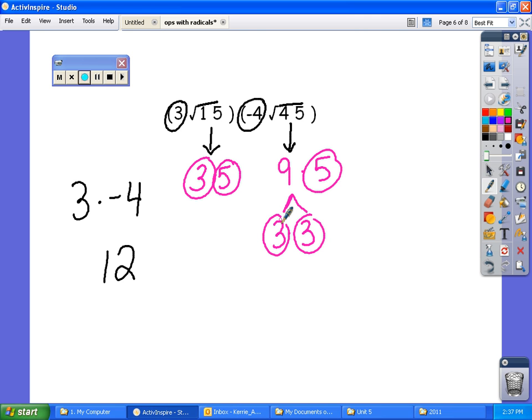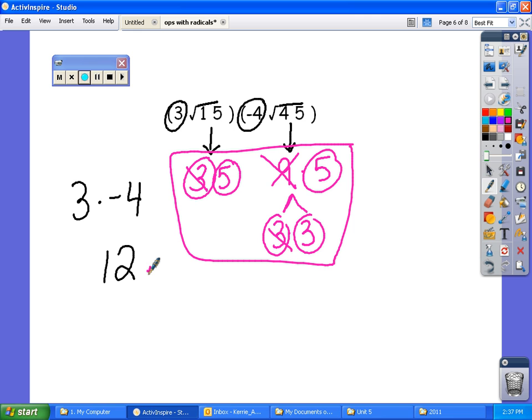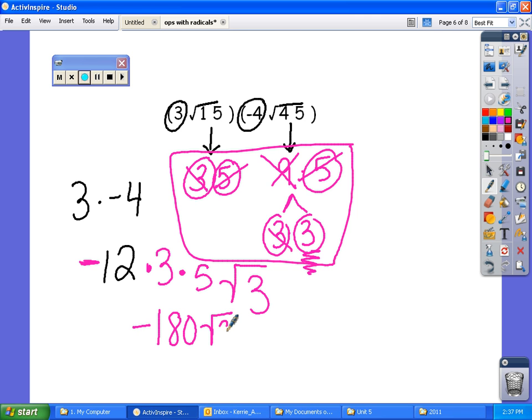Okay. So when I share all of these together, remember I'm not going to use the 9 because it's not prime. I have one pair of 3's. That's going to join the negative 12 out here. Sorry, I almost missed that. And I have a pair of 5s that are going to join, and this lonely 3 here has to stay home. So 12 times 5 is 60, times 3 is 180. So negative 180, the square root of 3.